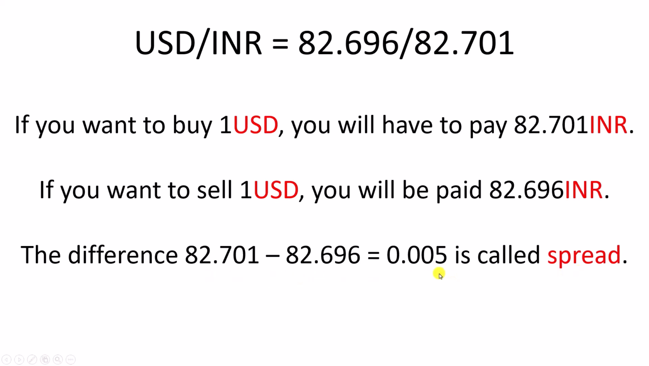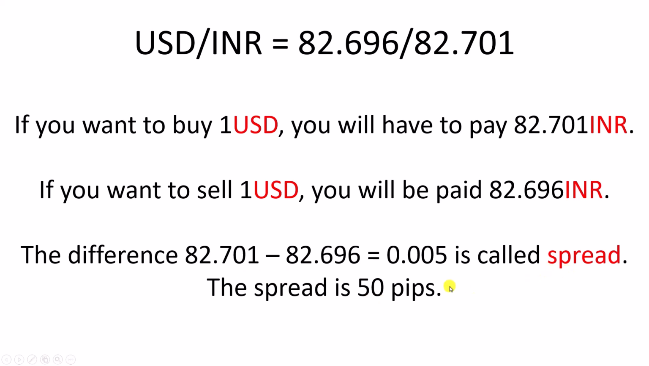You know that, correct? The spread can also be told in terms of pips. Generally, it is told in terms of pips. So here the difference between these two, which we call the spread, is 0.005. 0.005 is 50 pips. So the spread here is 50 pips. Okay, so this is how you can mention the spread.